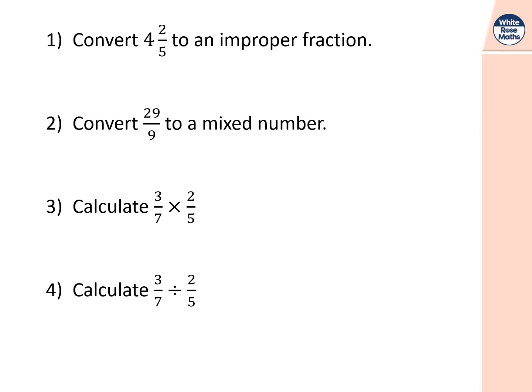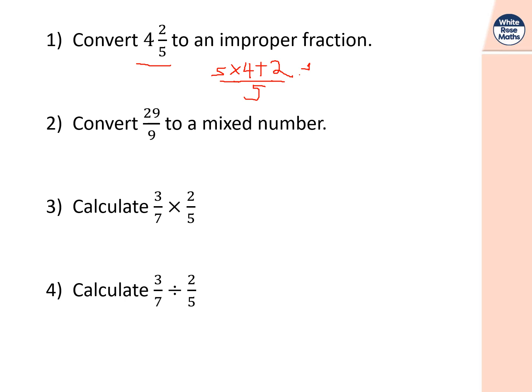This is question number 1. Convert 4 and 2/5 into an improper fraction. So this is what I call a mixed number, where you've got a whole number, an integer, and a fraction. To convert a mixed number to an improper fraction, the way I do it is I do the denominator times the whole number. So I do 5 times 4, and then I add on the value on the numerator, plus 2. And the denominator stays as 5, so it's out of fifths.